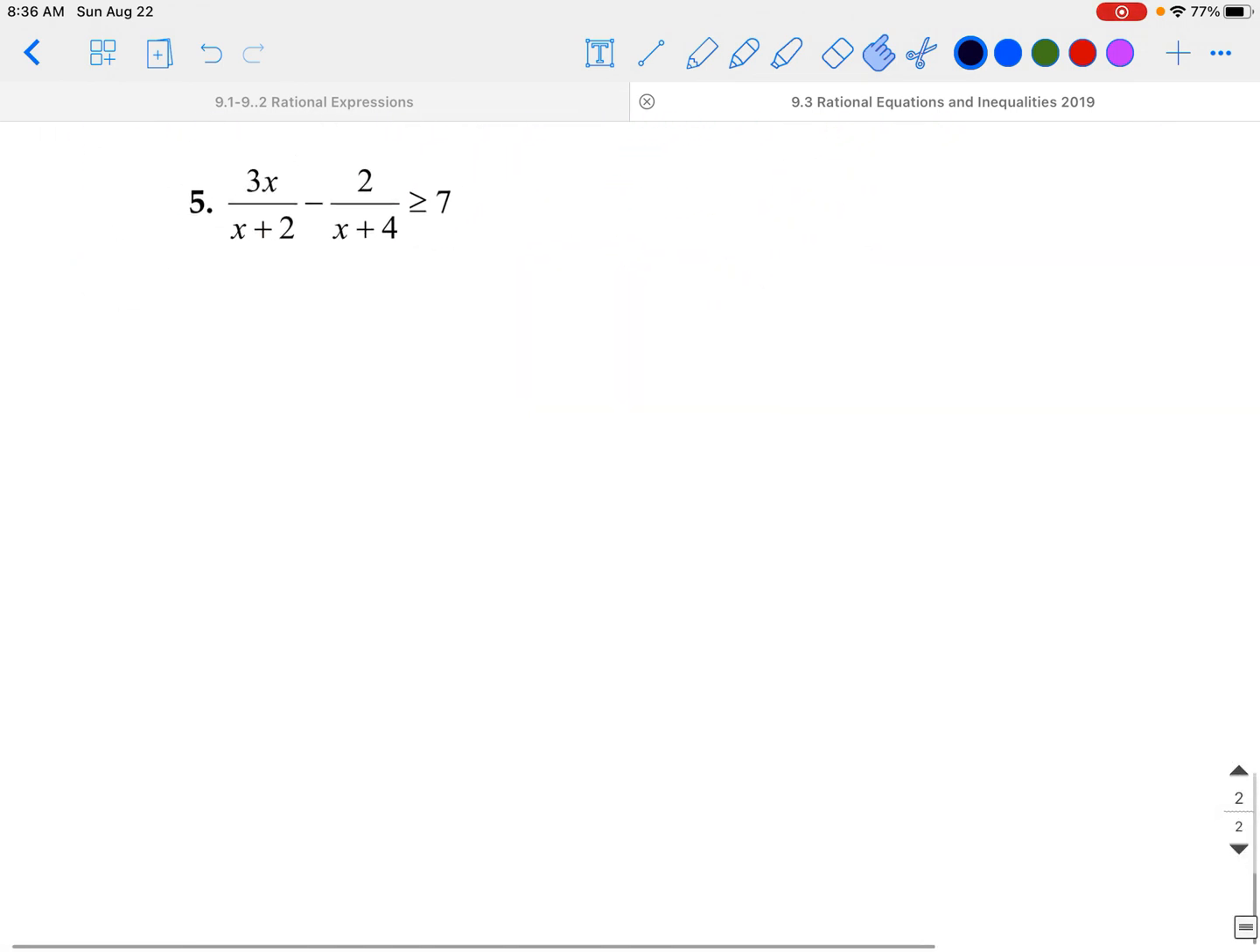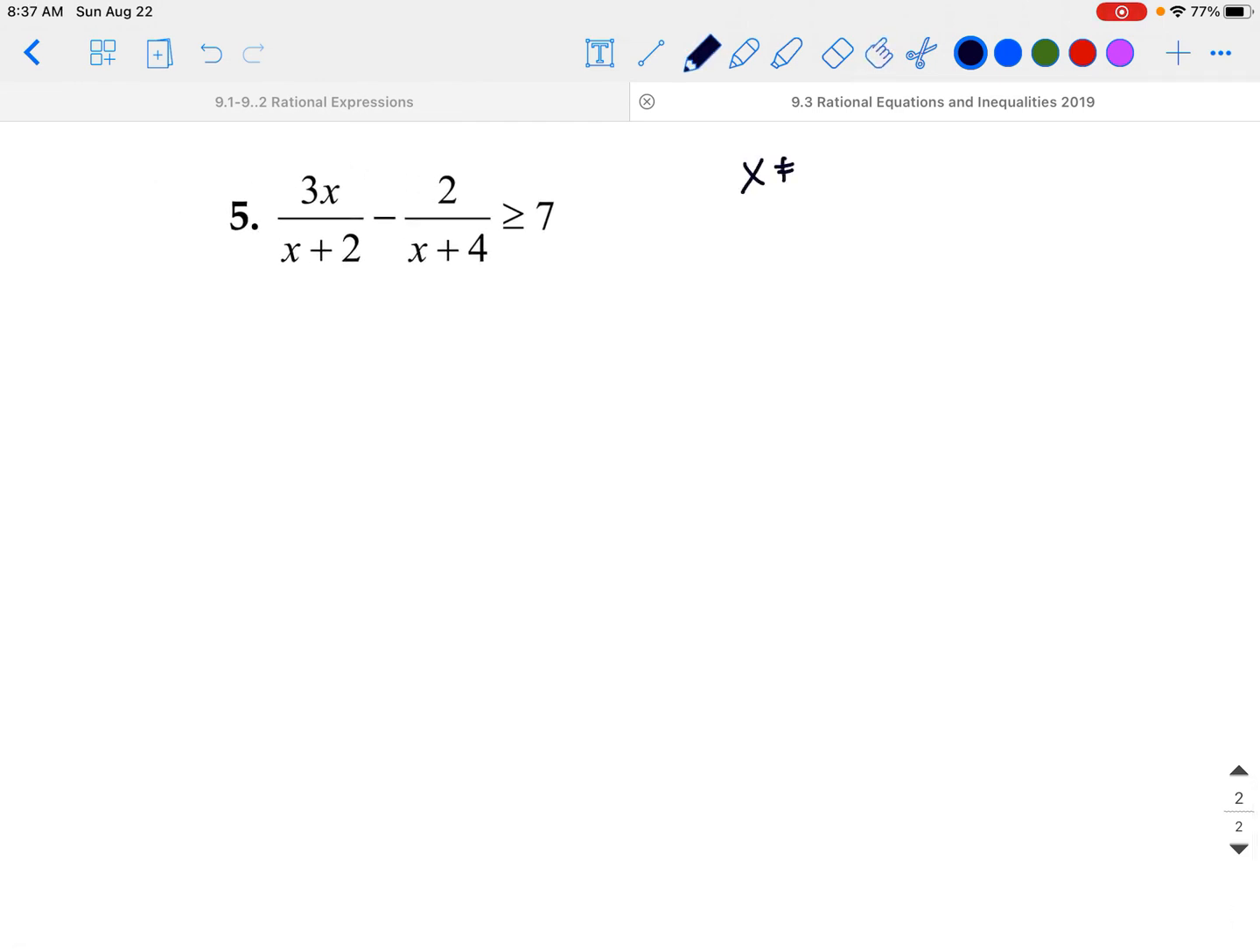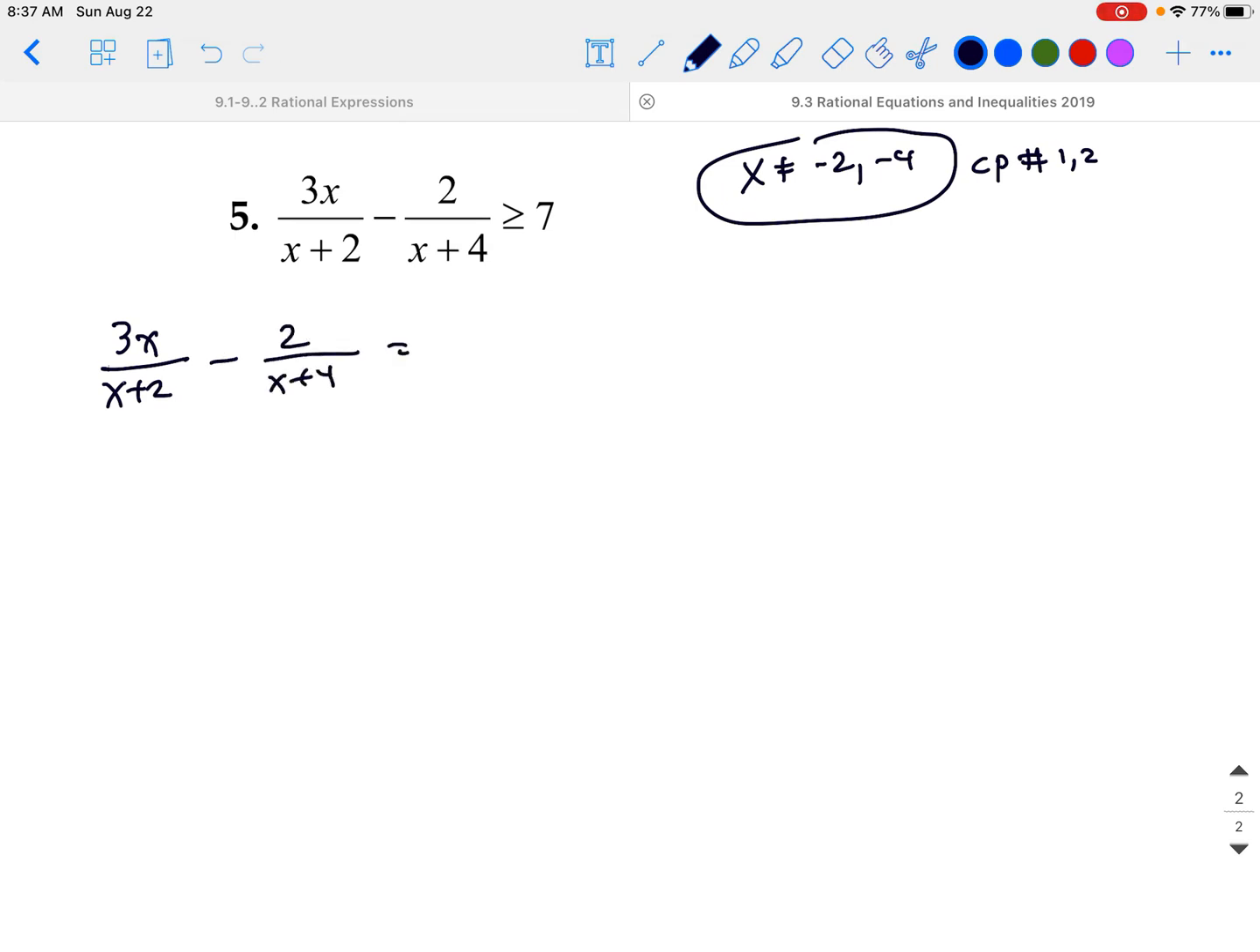All right, so we'll look at our last example here, number 5. So we've got 2 undefined values, so negative 2 and negative 4. So we've got 2 critical points right off the bat. And then if I'm solving this, now we've got to find a common denominator. And then figure out what this expression is going to become.